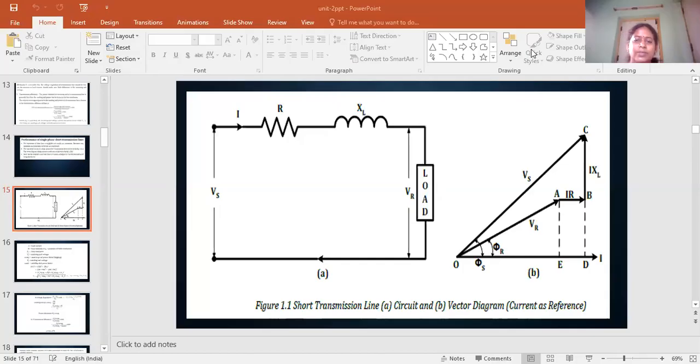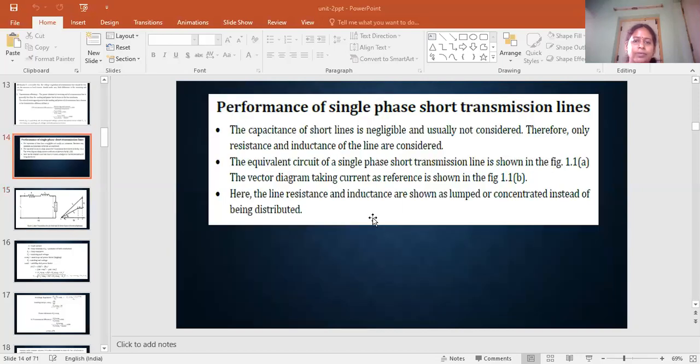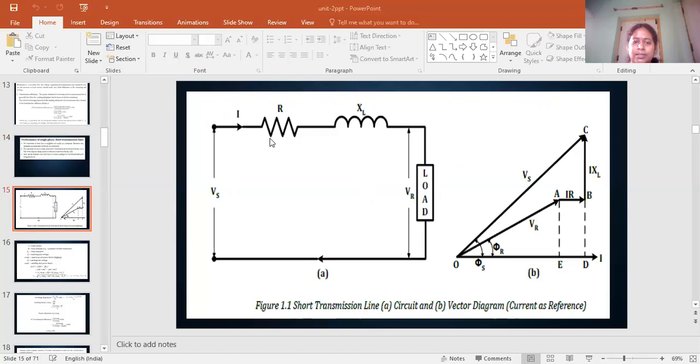Good morning, students. In the previous class, we discussed the performance of single phase transmission lines. Here, the capacitance effect is not considered, and only resistance and inductance are present. Here, Vs is the sending end voltage, Vr is the receiving end voltage, R is the resistance, and XL is the inductive reactance.